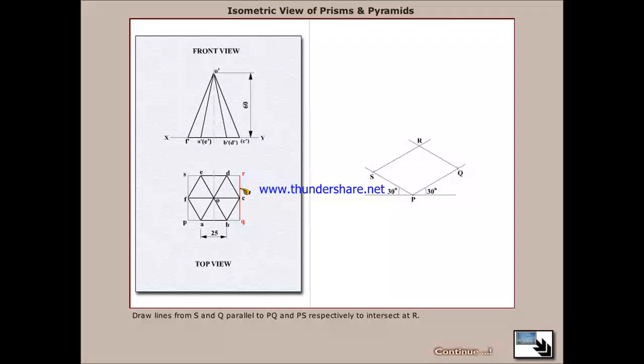Draw lines from S and Q parallel to PQ and PS respectively to intersect at R. Mark points A and B on PQ in the isometric view such that PA and PB are equal to small pa and small pb. Now mark a distance equal to PF obtained in the top view on line PS in the isometric view.